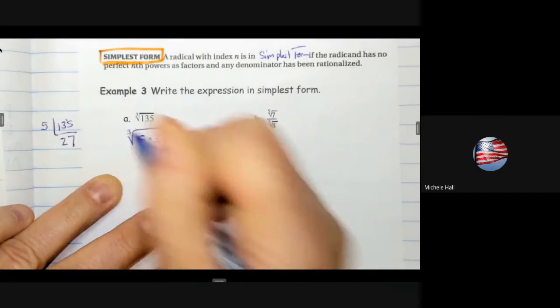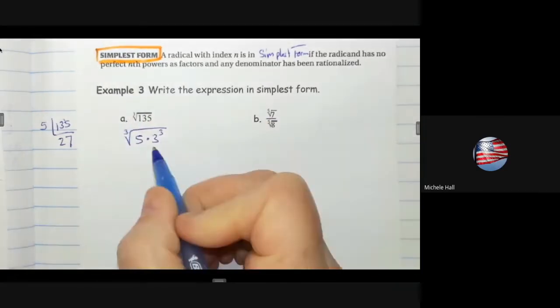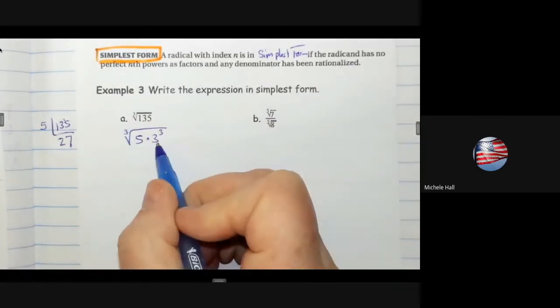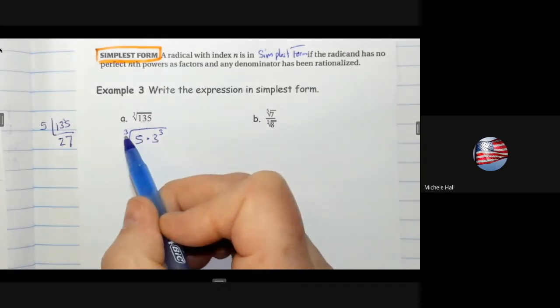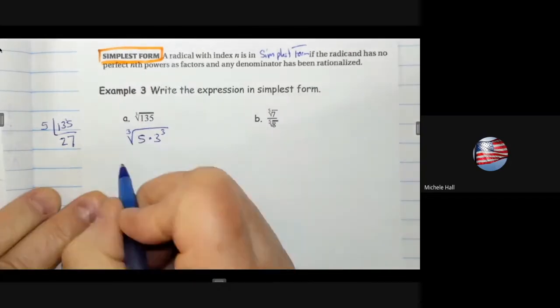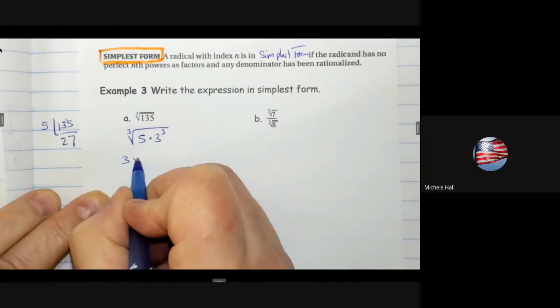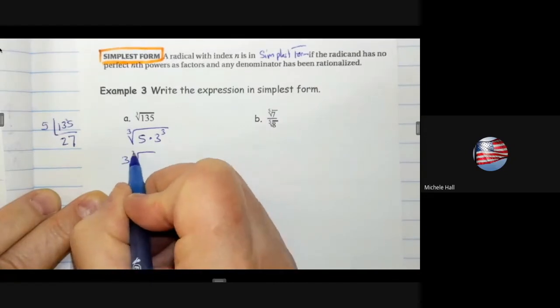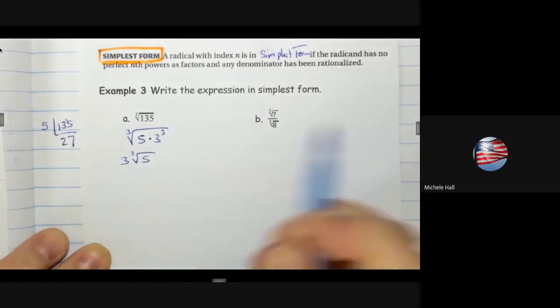The cube root of all of that. What is the cube root of 3 cubed, or what is the cube root of 27? That's going to be 3. And then we do not have enough 5s, and so that stays underneath the radicand.